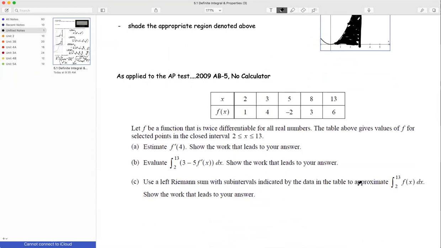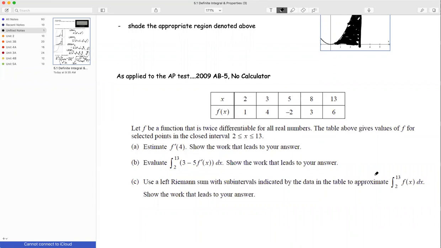We have an FRQ from 2009. This is question number 5. It is non-calculator. It says, let f be a function that is twice differentiable for all real numbers. The table above gives values of f for selected points in the closed interval for x between 2 and 13. Part A, estimate f prime of 4. Show the work that leads to your answer.